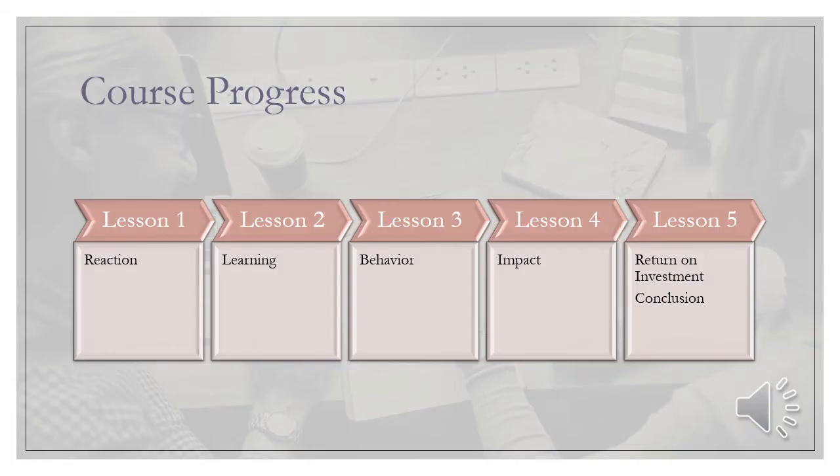The topics to be briefly discussed in this lesson are the 5 components of the Kirkpatrick Training Evaluation Model. Those topics are Lesson 1, Reaction, Lesson 2, Learning, Lesson 3, Behavior, Lesson 4, Impact, and Lesson 5, in conclusion, we'll discuss the return on investment.